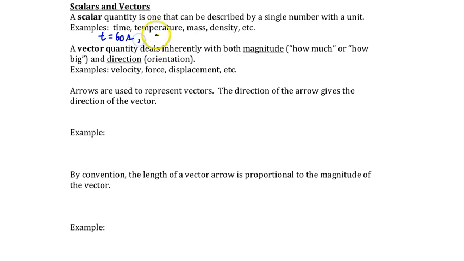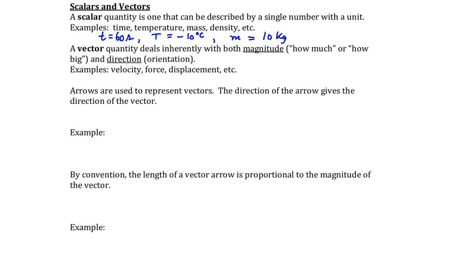Or we have a temperature T of, say, negative 10 degrees Celsius. Again, a number with a unit. Or mass, like a mass of an object of, say, 10 kilograms. Again, just a number with a unit. Scalars can have positive or negative or even zeros.